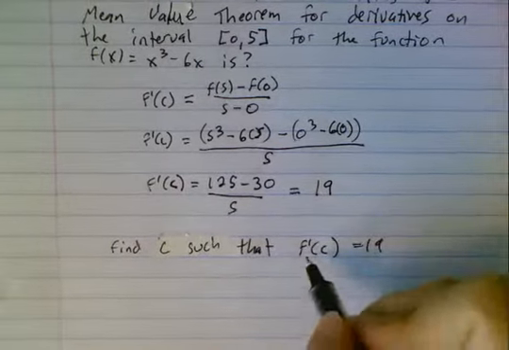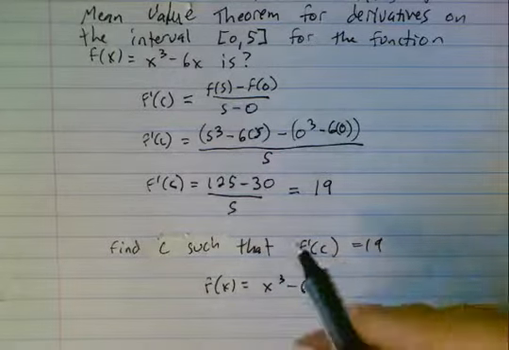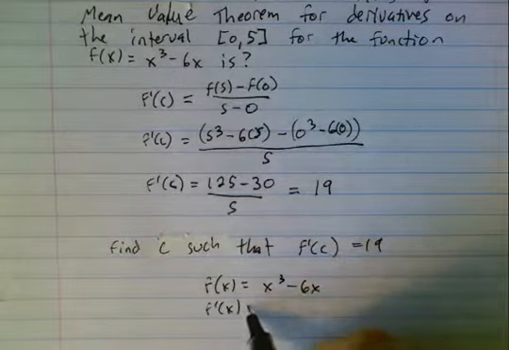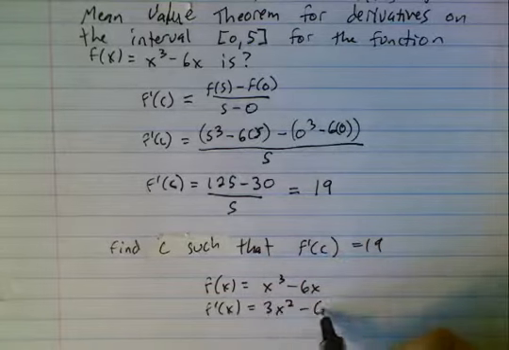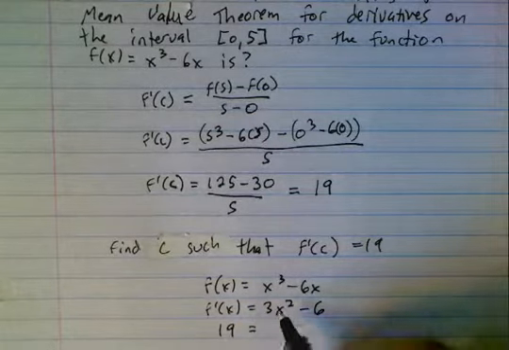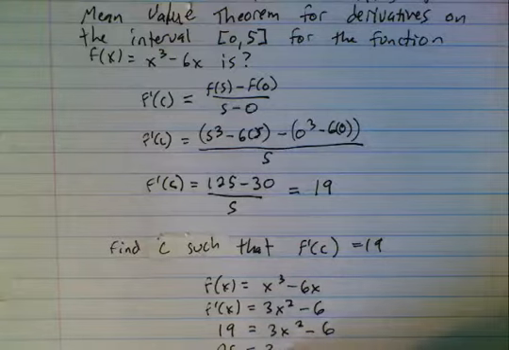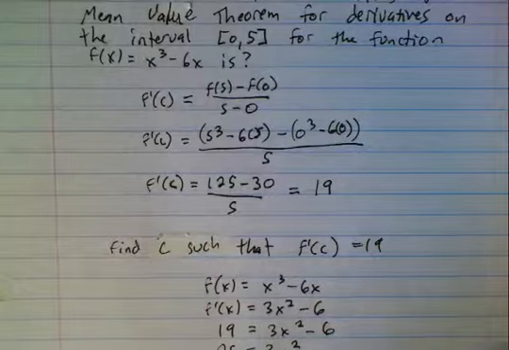So we're going to be working with the derivative, so let's start off with our original function. f of x equals x cubed minus 6x. f prime of x equals 3x squared minus 6. And we want f prime to equal some number, 19. So 19 equals 3x squared minus 6. Add 6 to both sides, 25 equals 3x squared. Divide both sides by 3.